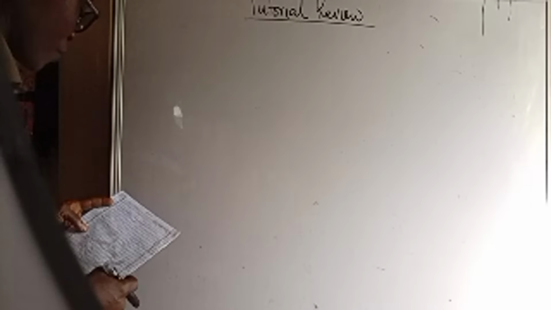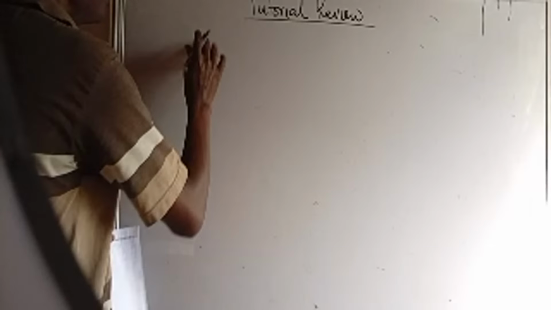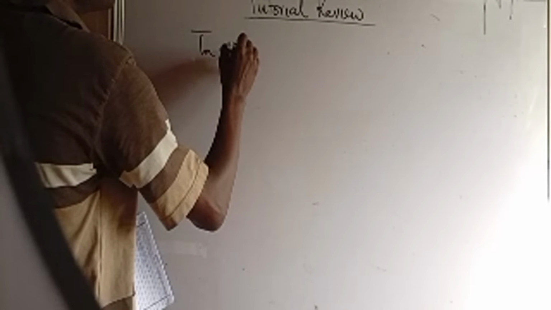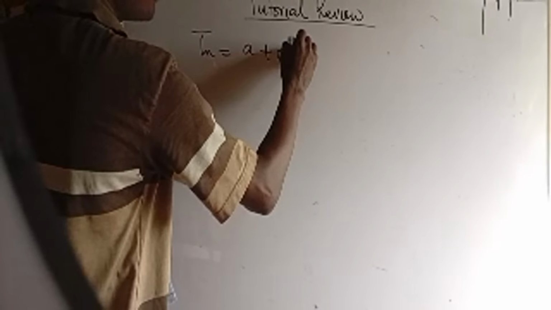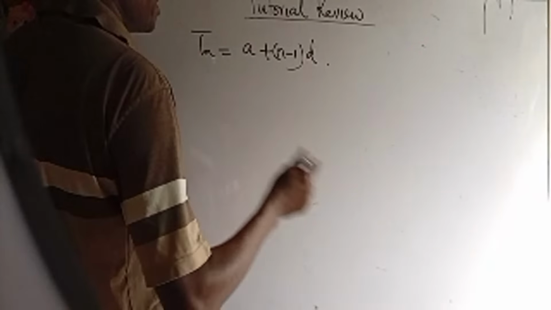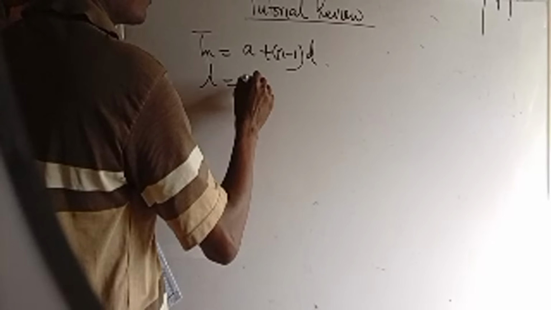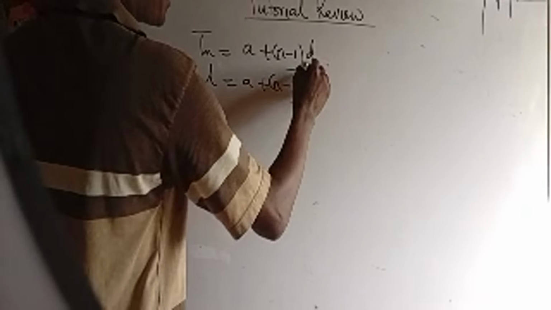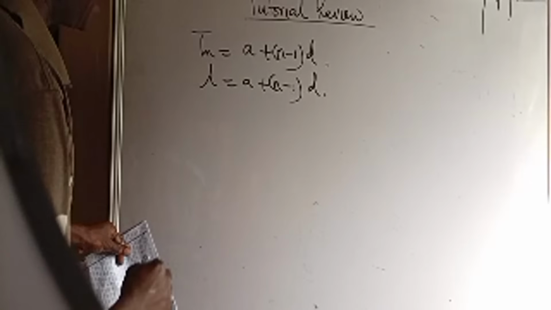Now, these are the areas I want to look at as far as this tutorial review class is concerned under polynomial. So the next topic we're going to talk about now is AP and GP. Now, quickly, what's the nth term of AP? That's A plus (N minus 1) times D. That's the nth term of AP. And if the last term is given, you change this to L is equal to A plus (N minus 1) times D.